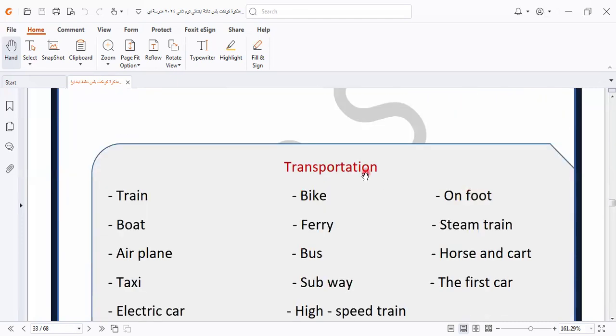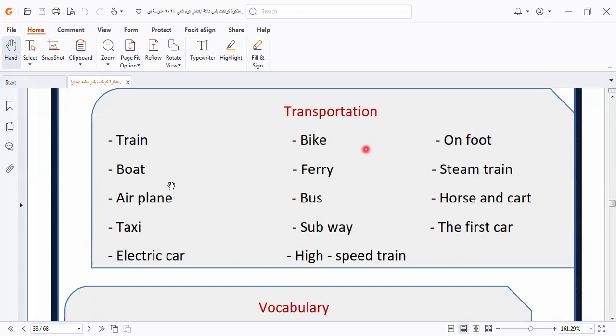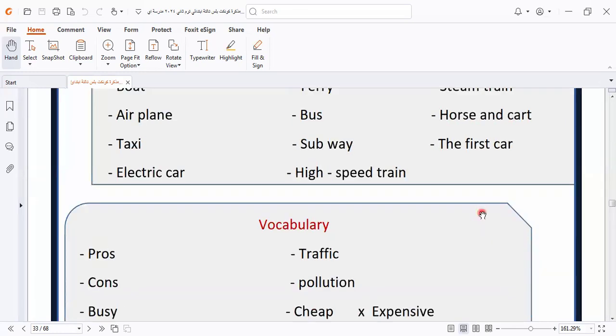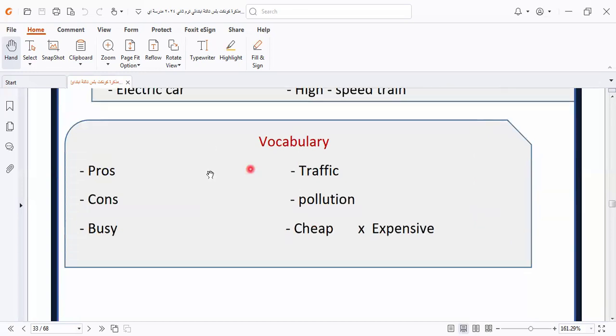We have here transportation. We have here train, boat, aeroplane, taxi, electric car, bike, Ferrari, bus, subway, high-speed train, on foot, steam train, horse and cart, the first car. Let's go to another one here. Pros and cons.